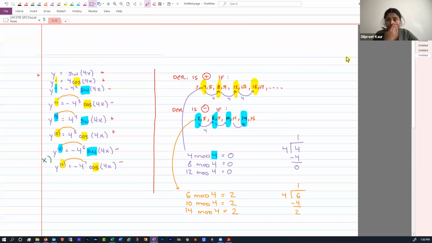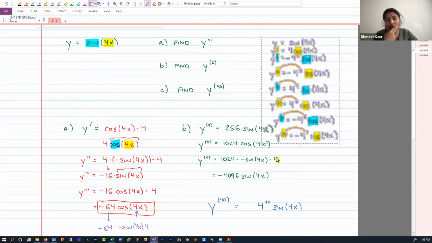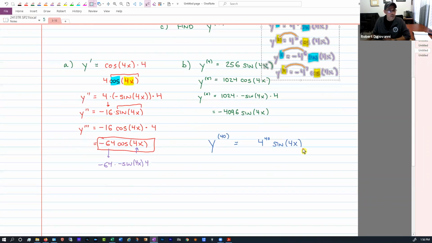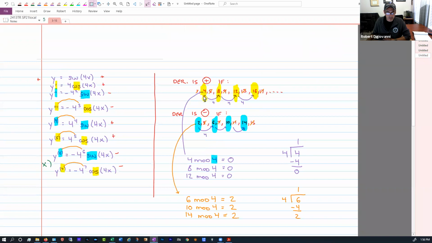So is it always going to be mod 4, or will the mod change? It doesn't always have to be mod 4. It depends on the pattern. We had to recognize the pattern that it went from 4 to 8, then to 12, then to 16, right? So it jumped by 4 each time on both of these. If it jumped by 3 each time, then we'd be doing mod 3.